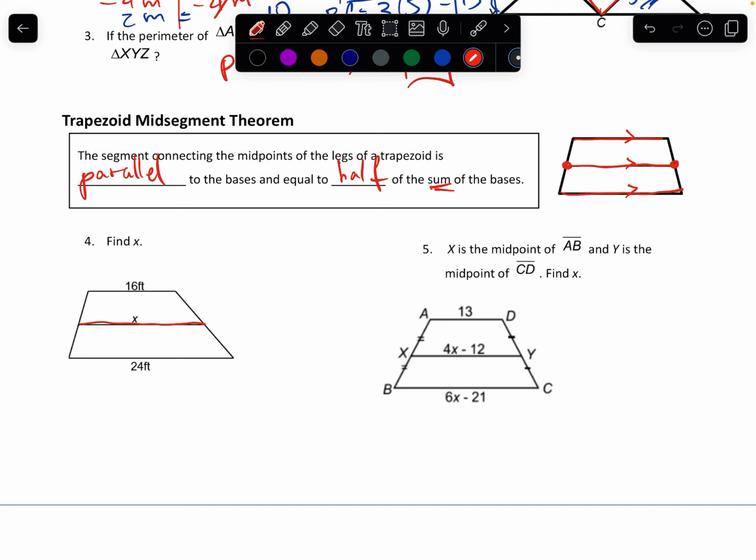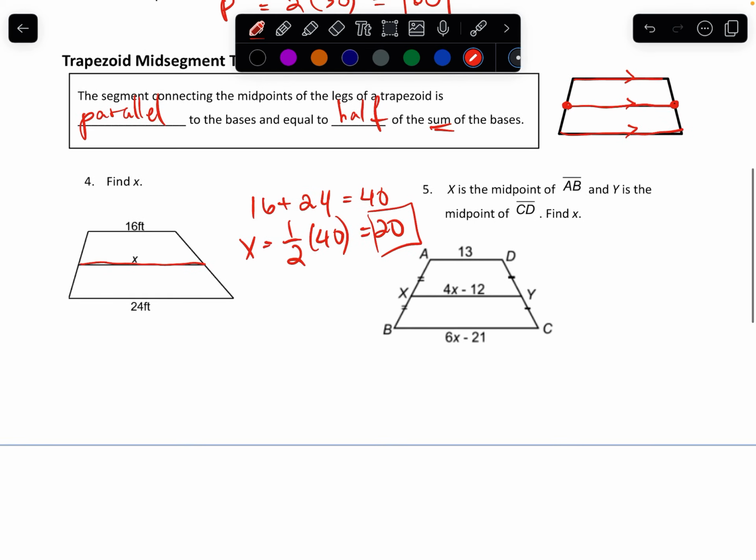So if this is the midsegment, then x, let's see, I need to add 16 and 24, and then I'm going to half it. So 16 plus 24 is equal to 40, and I need to half that. And that is equal to 20. That's what x is equal to. Yeah?